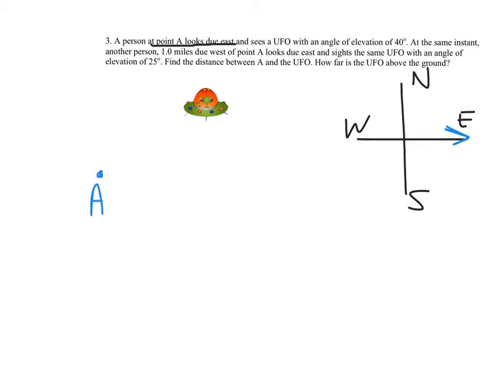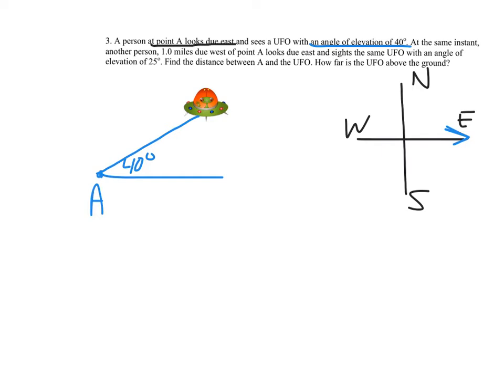A person at point A looks due east. So here are our directions: north, south, east is to the right, and west is to the left. So we have a person at point A looking east, so he's looking to the right. So there's point A. The person is looking to the right. They see this UFO with an angle of elevation of 40 degrees.